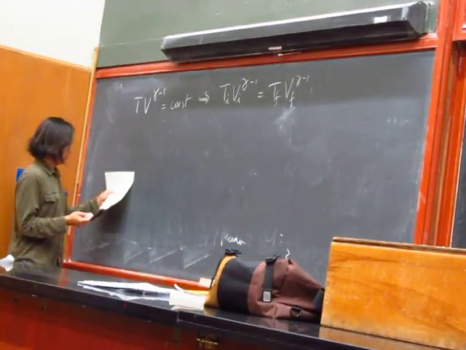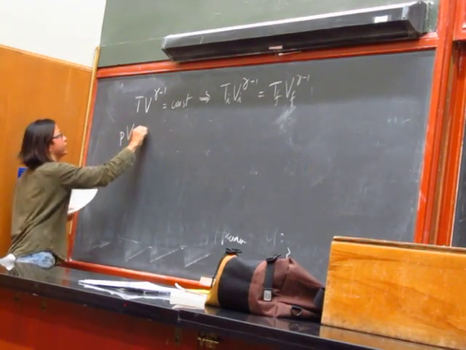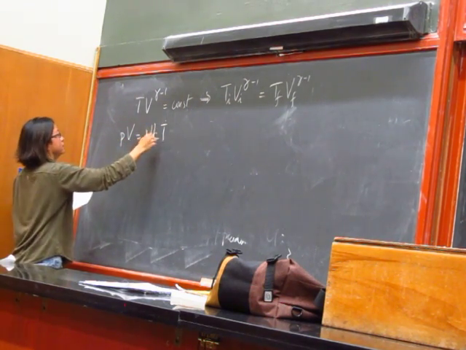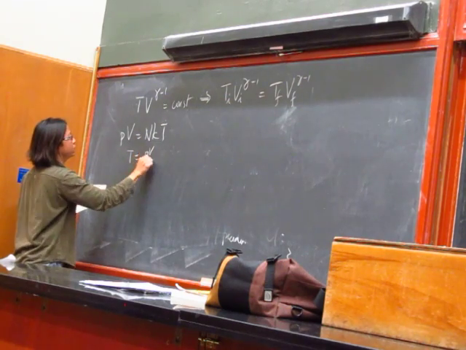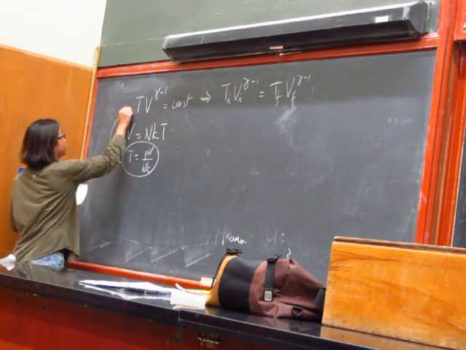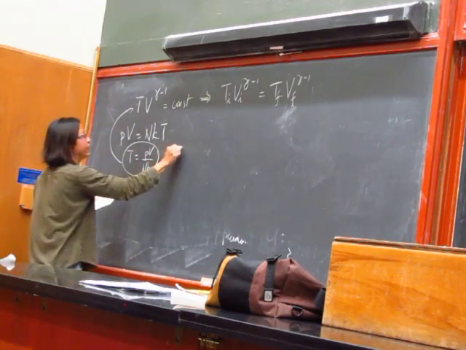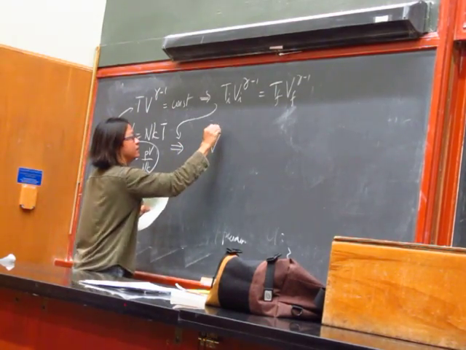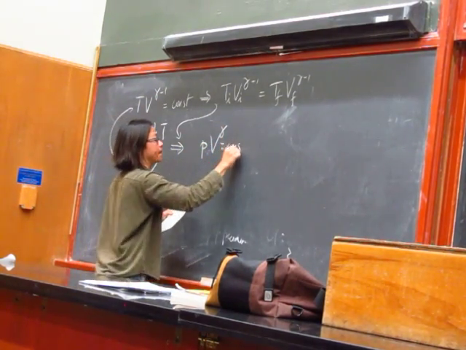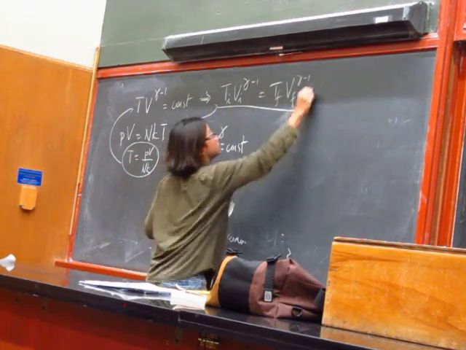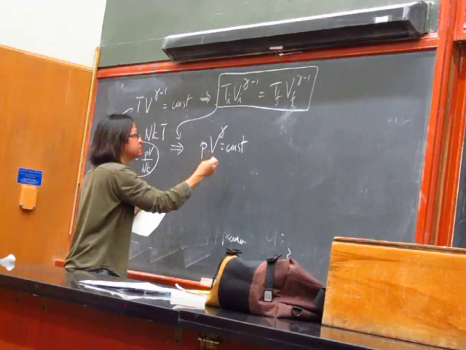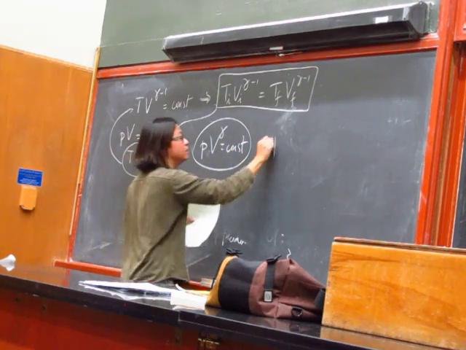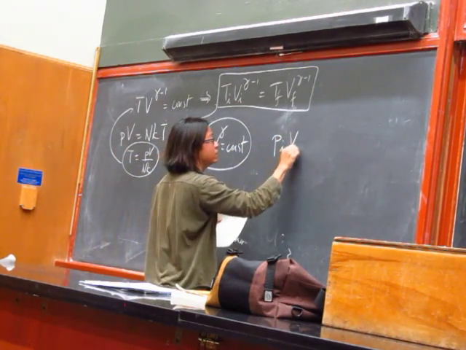Also, since PV is equal to NkT, then you substitute T equal to PV over Nk in this equation. Then from this and that, you get PV^gamma equal constant. So use whichever one is appropriate for the problem at hand. Sometimes in the textbook, more often, it's written like this, but this is equally valid, depending on the problem that you're trying to solve.